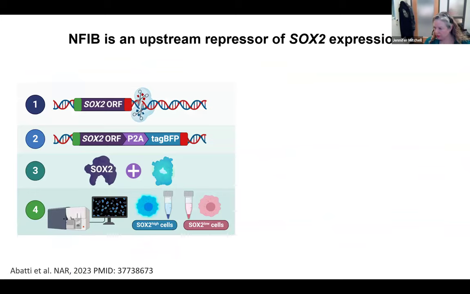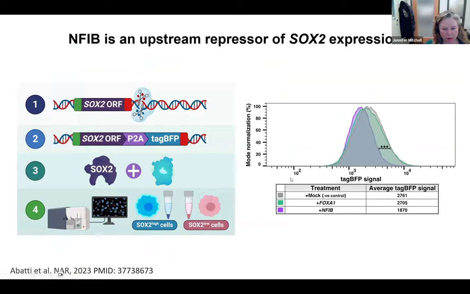We then next wanted to see whether the expression of these transcription factors could actually regulate SOX2 levels. And so we created a tagged fusion of the endogenous SOX2 gene. And then we used that to look at whether expression of FOXA1 or NFIB could change the levels of SOX2 expression. And what we found was that we didn't see much difference when we overexpressed FOXA1.